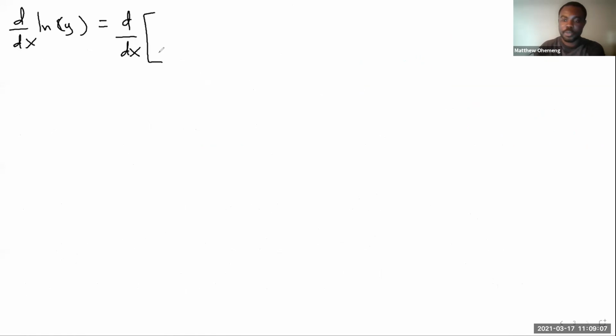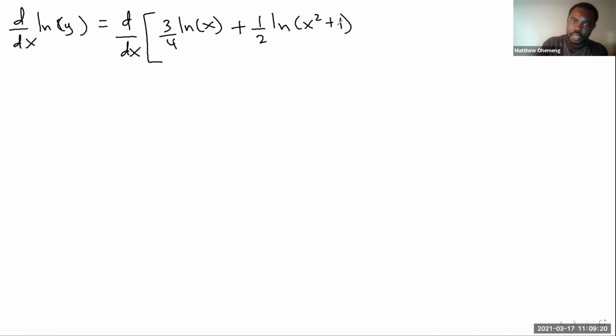So now moving on, I just do d over dx of ln of y equal to d over dx of the whole expression here. So I think the first one is 3 over 4 ln of x, right? And then the next one is plus half ln of s squared plus 1. And then the next one is minus 5 ln of 3s plus 2.